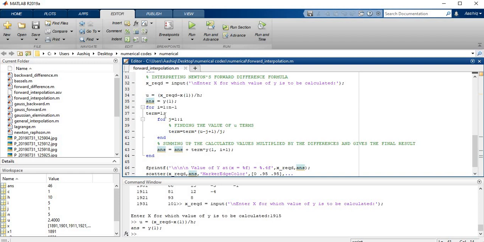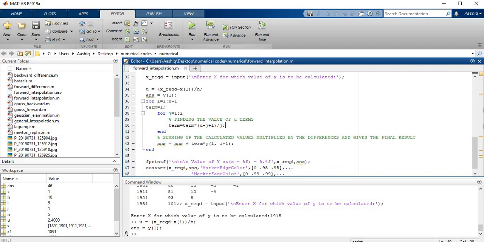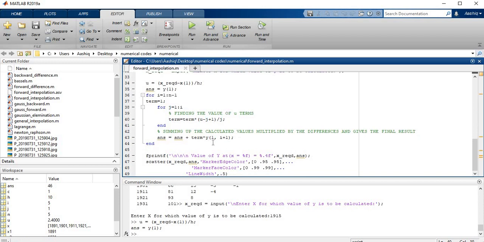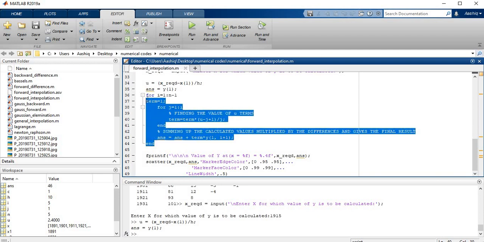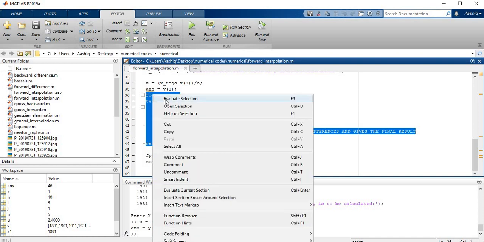Likewise, when i is equal to 2, j will run from 1 through 2 to calculate u into u minus 1 divided by 2, and so forth. I can calculate the other terms. And in the denominator, j completes the job of calculating the factorial values, 2 factorial, 3 factorial, and so forth. So this is how to implement Newton's forward interpolation formula in MATLAB, and I will run this code to show you the answer.